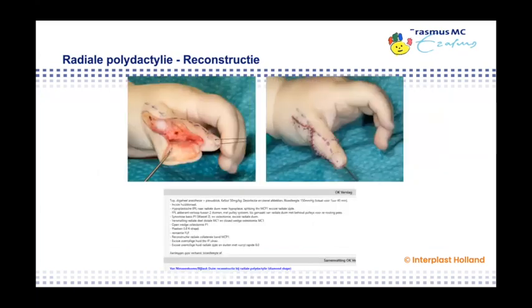And if it's connected and everything is straight, like this one, I put a K-wire in. The K-wire is not to put it straight, but to keep it straight during immobilization and to have the osteotomies healed.